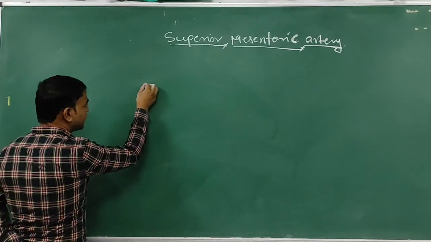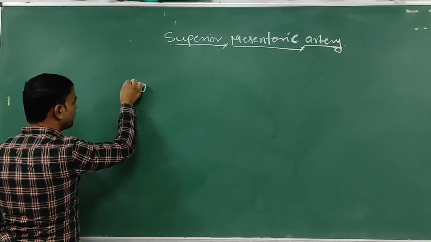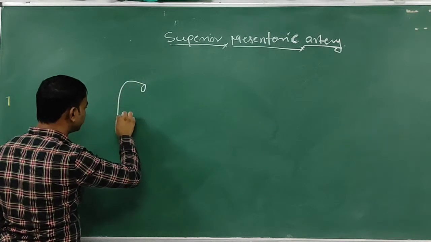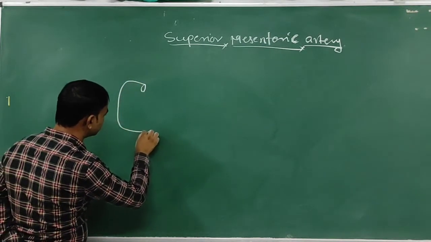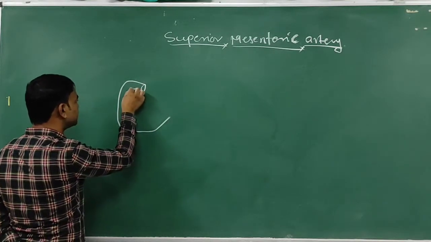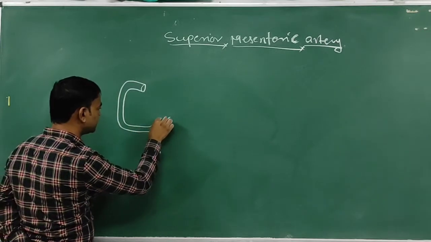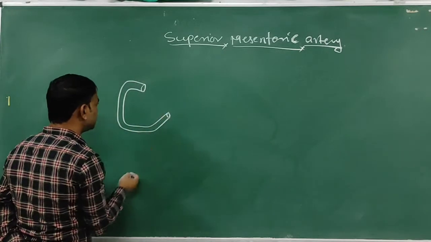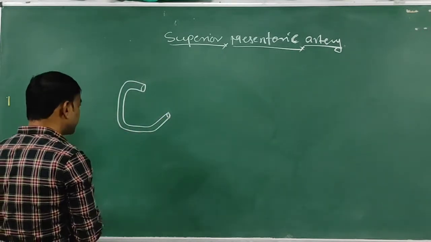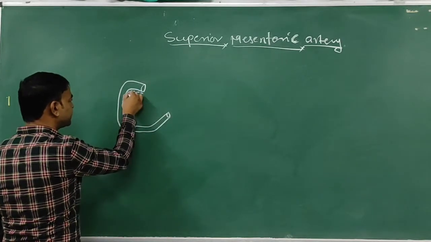First we will see the diagram. This is the duodenum: half of the first part, the second part, the third part, and the fourth part of the duodenum. In the concavity of the duodenum, there is the pancreas. So this is the pancreas.